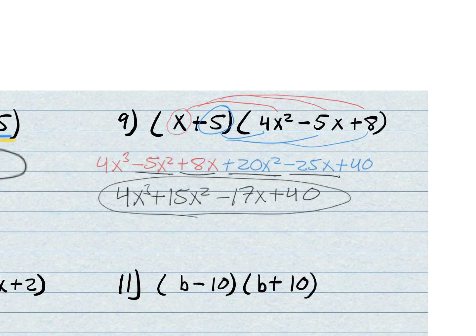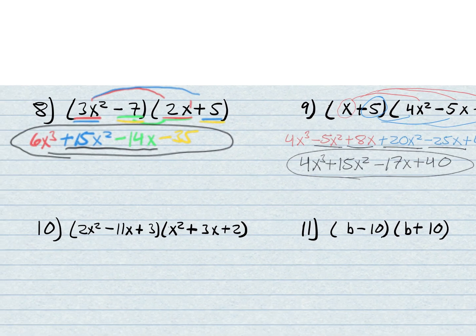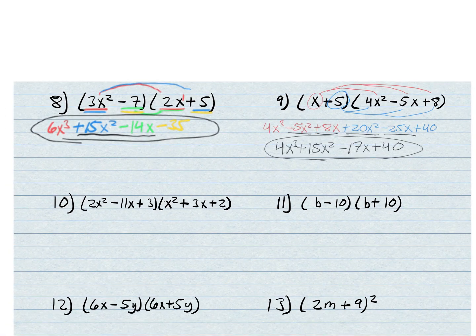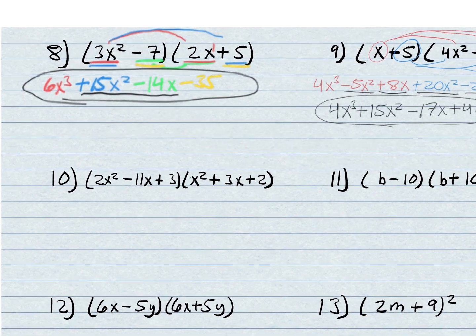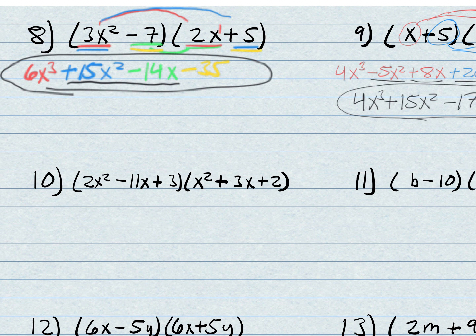All right, and it's going to work out exactly the same way when we have a trinomial times a trinomial. So when we do number 10, I'm going to do it the exact same way. I'm going to take one of the terms of our trinomial, the first one, distribute it to each term of the second trinomial, and then repeat it 2 more times for the other 2 terms. But again, let's just take it one at a time.